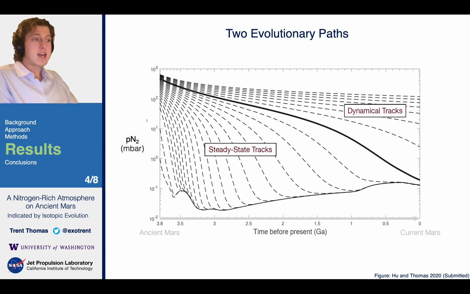We call these dynamical tracks, and we have found that they are able to explain the present-day conditions of N2, both the pressure and the delta. If there's one thing you take away from this talk, it's that these new solutions allow you to gain information about the ancient N2. With this in mind, we want to find out how these different tracks relate to the parameter space we're exploring.